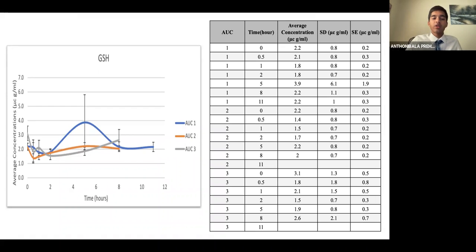Here it's important to note that the concentrations for GSH were quite low because we used plasma as the matrix to measure GSH, and thus the results are not completely representative of how the glutathione concentrations change over the course of HSCT.